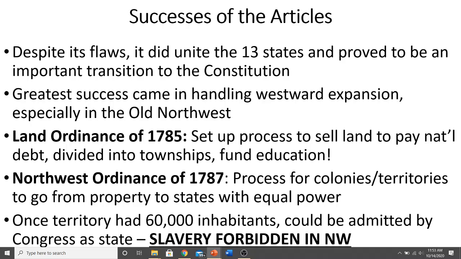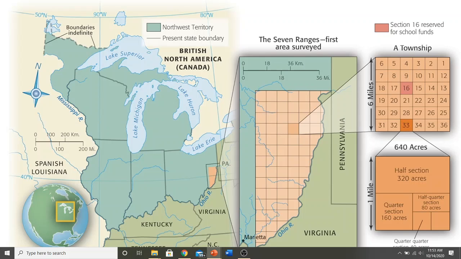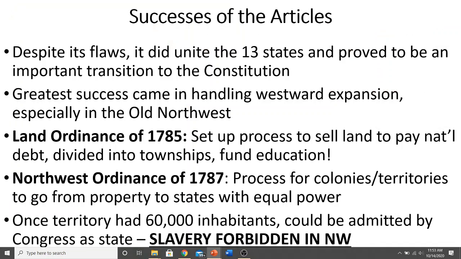Its greatest success, beyond simply creating a country that doesn't fall apart, comes in the handling of westward expansion, especially in the Old Northwest. You look at this map, the Old Northwest are those dark green states, or eventual states there: Ohio, Indiana, Illinois, Wisconsin, and Michigan in clockwise direction.